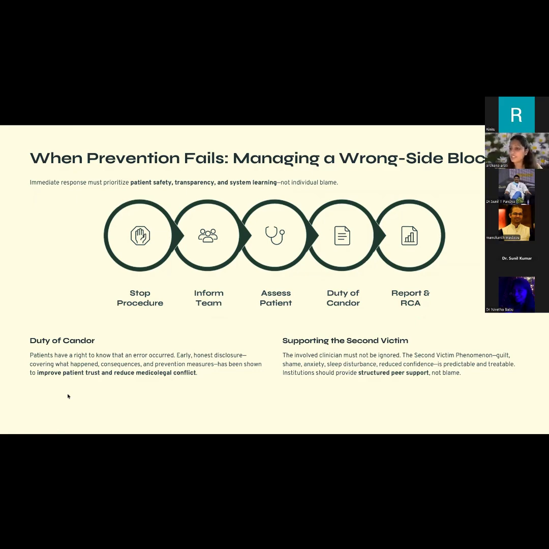Also, supporting the second victim. The involved clinician must not be ignored. They need just as much support because they are probably more traumatized than anything else. So this is the second victim phenomenon that has been discussed in previous topics as well. There will be the guilt, the shame, the anxiety, and then of course the reduced confidence, which is predictable and treatable. So institutions and departments individually should provide this structured peer support.